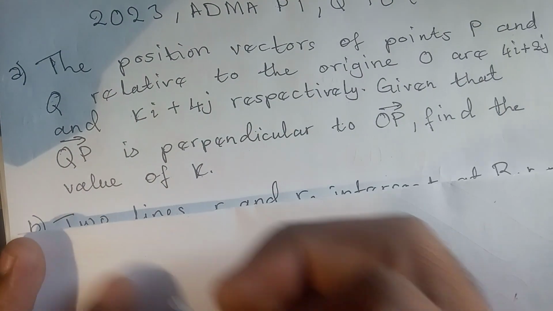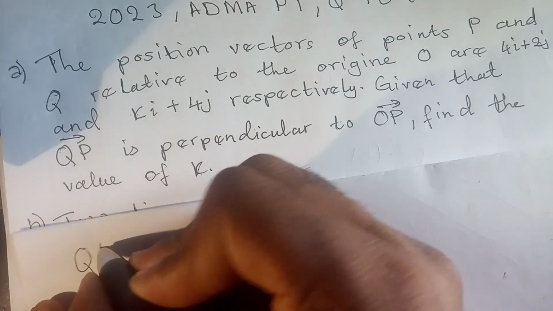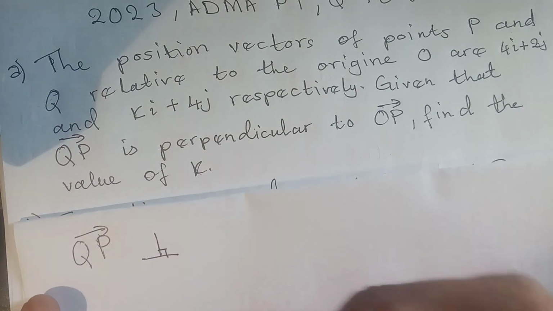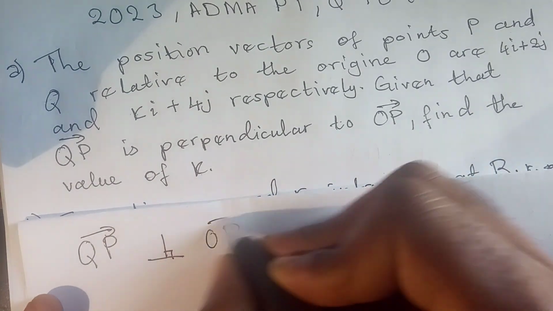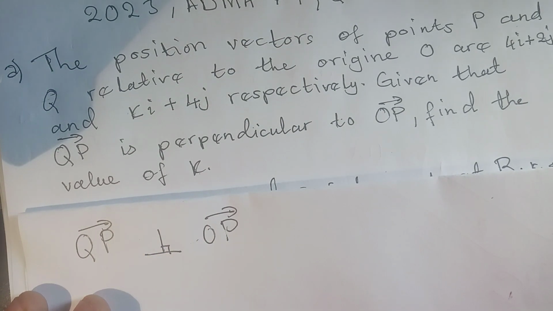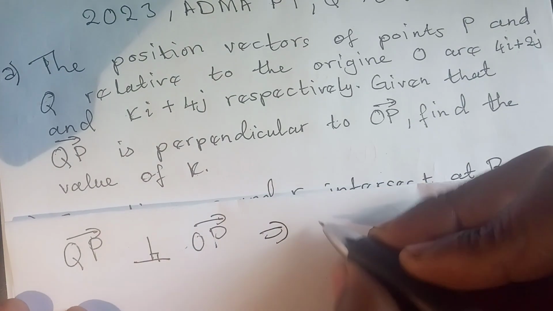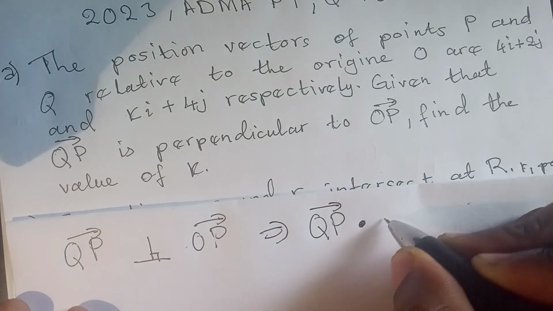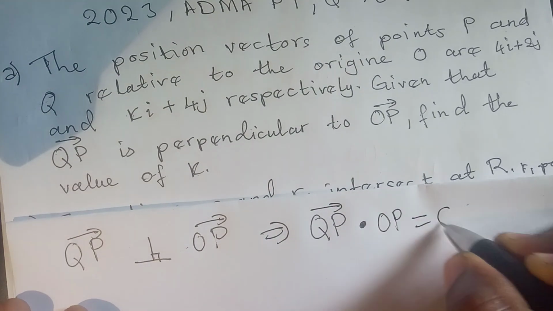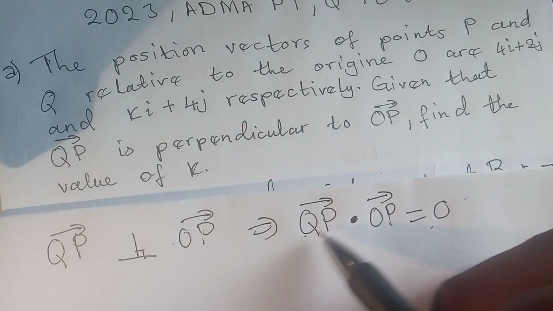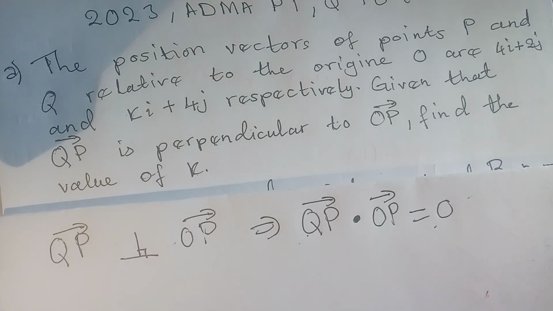So if QP is perpendicular, we usually use this symbol, to OP, then their dot product must be equal to 0. So this means QP dot OP must be equal to 0. All we need to do is find QP and multiply them, then equate the product to 0.